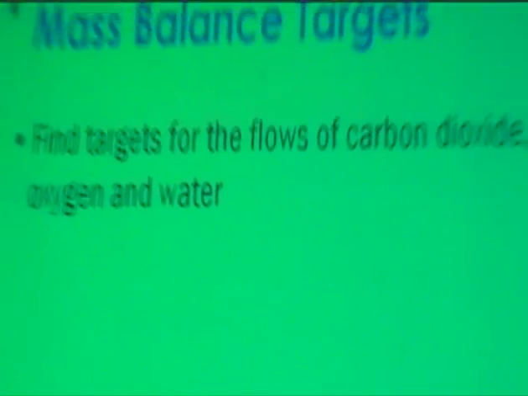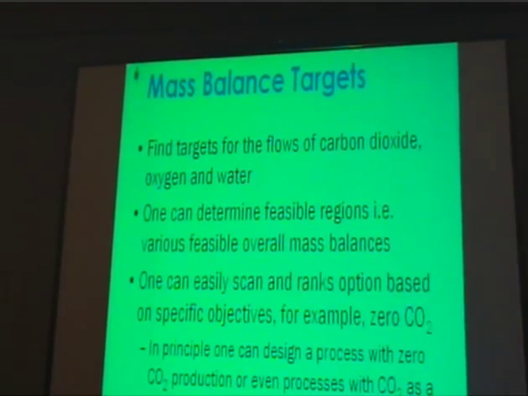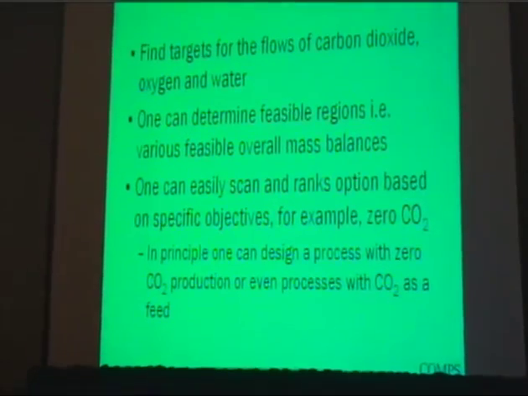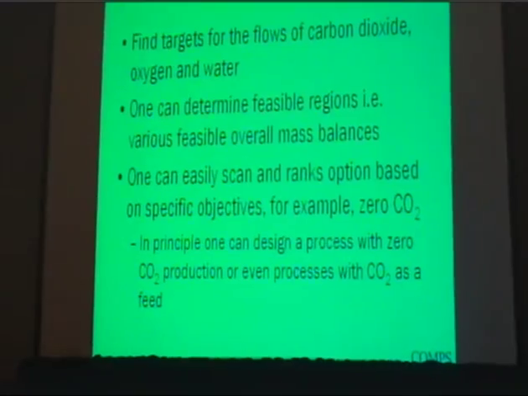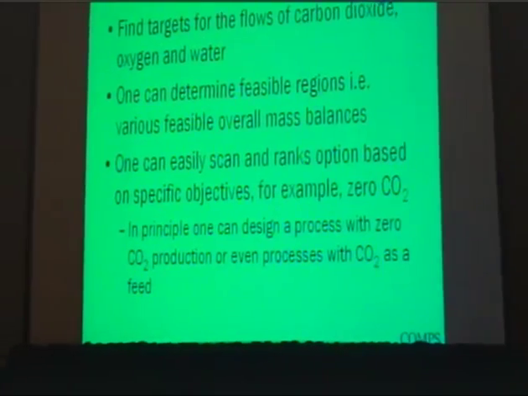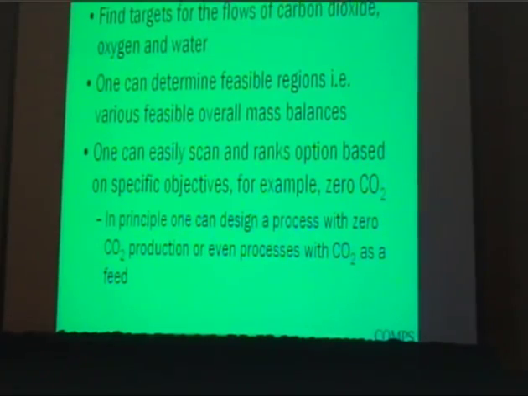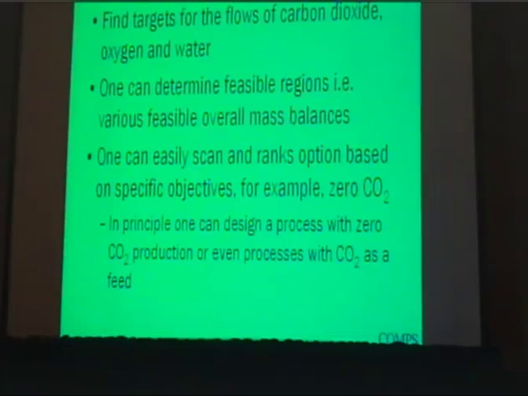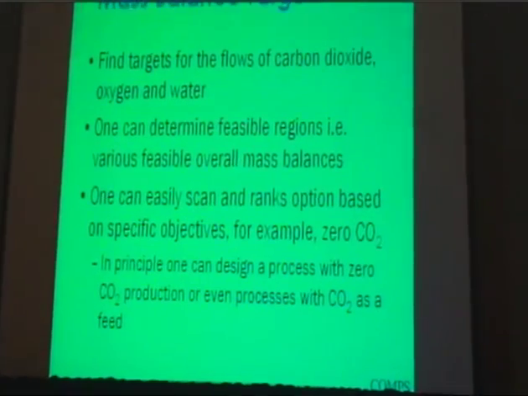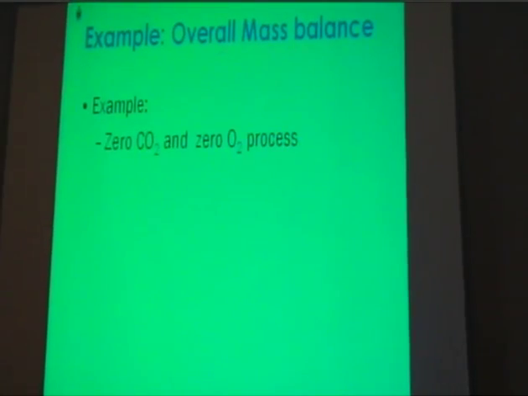So, we've now got targets for the flow of carbon monoxide, oxygen, and water. We can determine feasible regions, and we can scan all the options from a flow sheet perspective of combining methane and coal to produce products, and try and identify ones that will meet a certain target. In principle, what the result of this says is that we can design processes that not only consume CO2, but can do so without any oxygen feed addition, which is quite an interesting principle to look at.